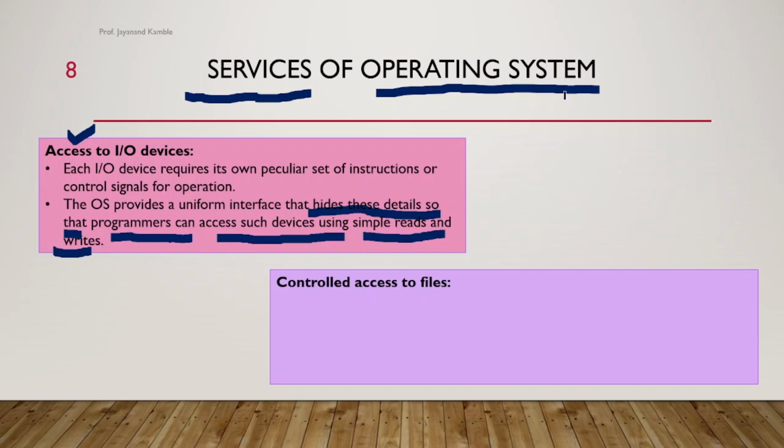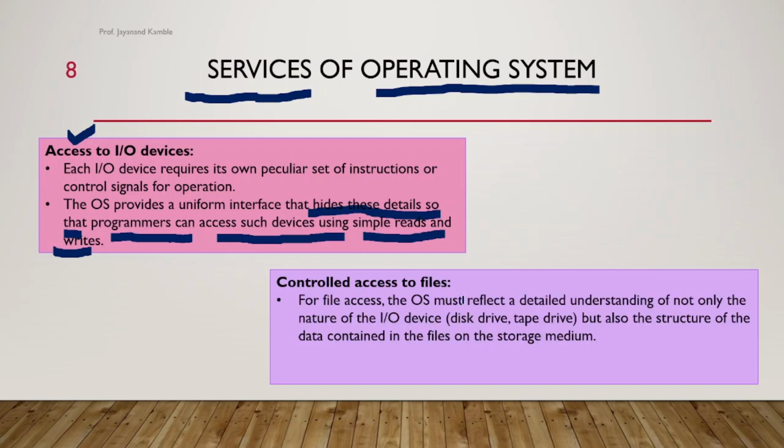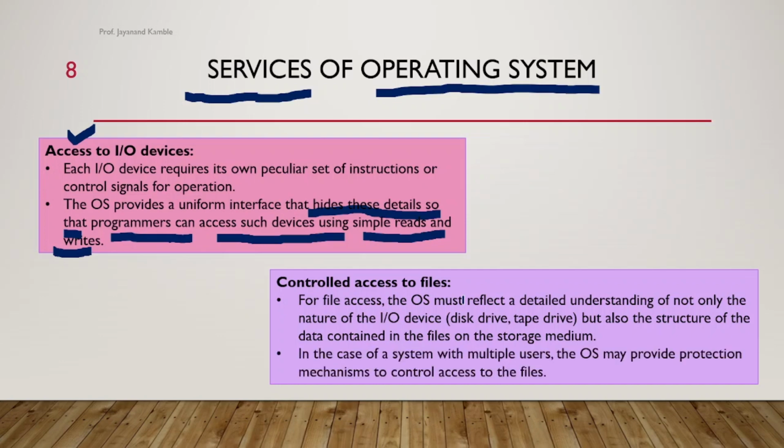And finally, providing controlled access to files. For file access, the OS must reflect a detailed understanding of not only the nature of the input output devices but also the structure of the data contained in the file on the storage medium. In the case of a system with multiple users, the OS may provide a protection mechanism to control access to these files. So who can access the file and how they can access the file, that is another service given by the operating system.